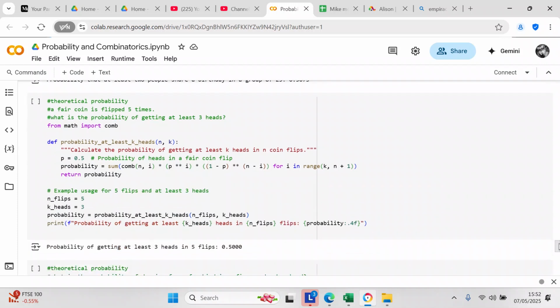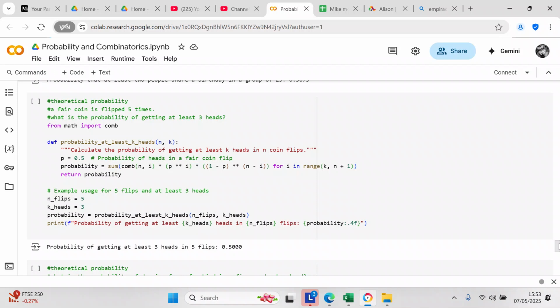So we have another question, in which a fair coin is flipped 5 times. What is the probability of getting at least 3 heads? So we're going to use Python's inbuilt library called math. So from math, import comb, and then we're going to create a function for that, probability_at_least_k_heads, and it's going to accept n and k as inputs. So calculate the probability of getting at least k heads in n coin flips. So p equals 0.5, the probability of heads in a fair coin flip.